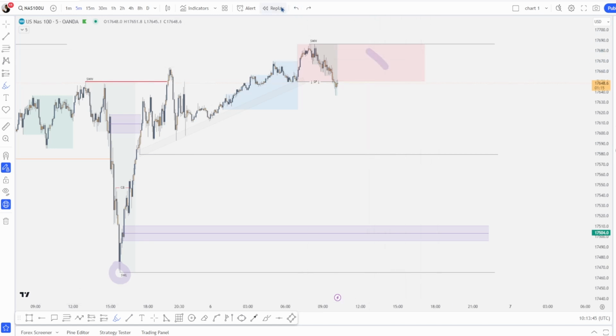So we're going to leave this chart up here, and if we do get an entry, we of course will walk you through it and we'll explain to you exactly what we're looking at.